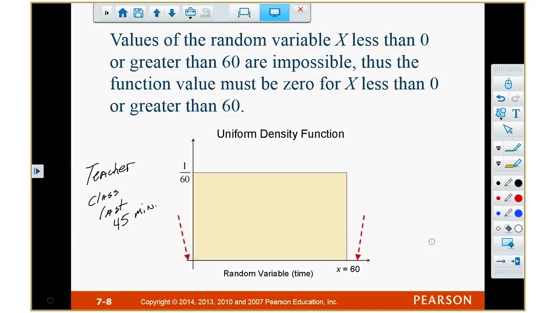And then they ask, what is the probability that that same teacher will cut it off at 55 minutes or above? In other words, what is the probability that the teacher may go within 5 minutes of the hour, that they run over? Well, the first thing you have to do is find the height of the box.